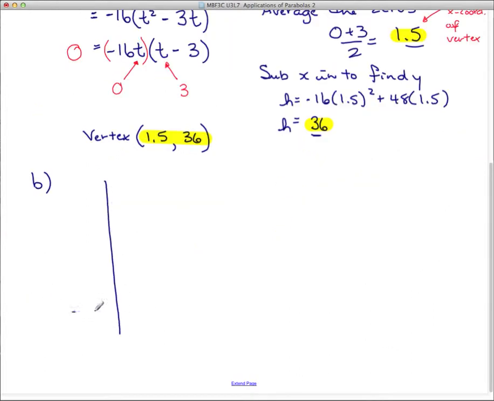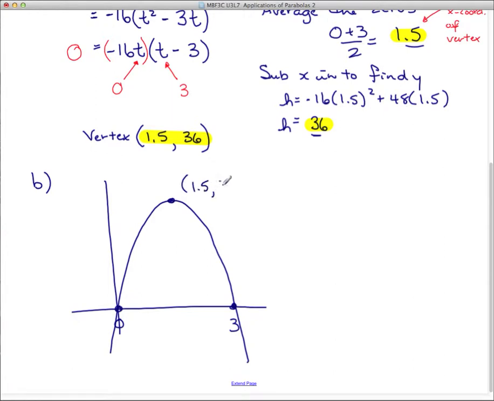So here's our sketch. Our zeros are at 0 and 3. So there's 0 and 3. Our vertex is at 1.5 and 36. So I'm going to draw the parabola out here. And this point up here is 1.5 comma 36. Which means if I go over here, I have a height of 36. And here's my axis of symmetry. This is the axis of symmetry. Okay, so I've got all these sketched.